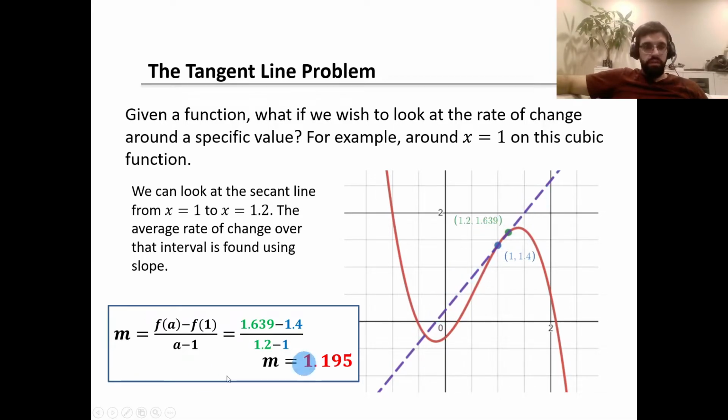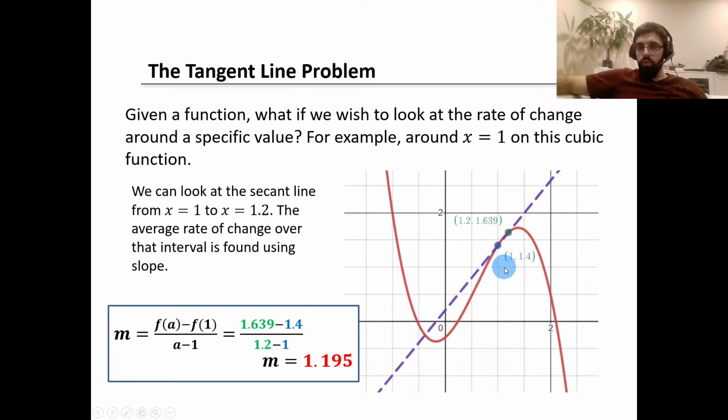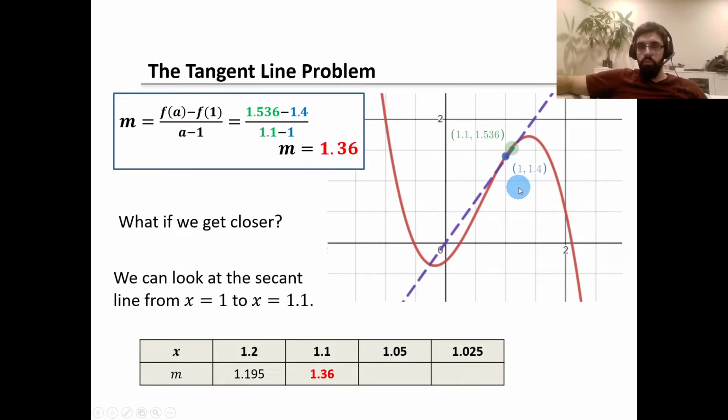So in this case, the limit of the slope. We know our slope formula: the change in f, f of a minus f of 1, divided by the change in x, a minus 1. And so for these points, x equals 1 to x equals 1.2, on this interval, we're going to get a secant line with a slope of 1.195. So now if we look a little bit closer, instead of 1 to 1.2, what if we look at 1 to 1.1? It's half the interval, and so we're going to get a secant line with a tighter slope.